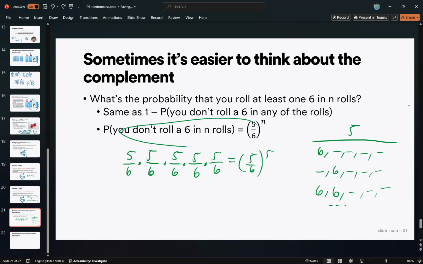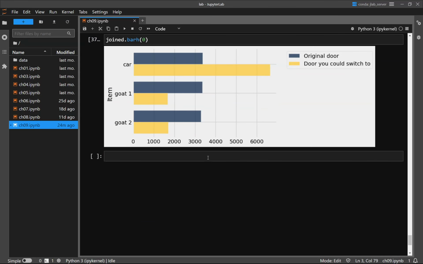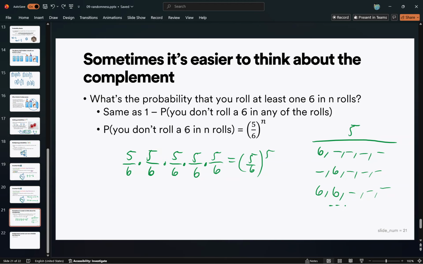And that's how you ask if you didn't get any 6s at all in a certain number of rolls. So we can do a simulation of that, which is kind of fun. Let me show that to you. This is again an idea of multiplying probabilities: I didn't get a 6 on the first roll, and the second roll, and the third roll.